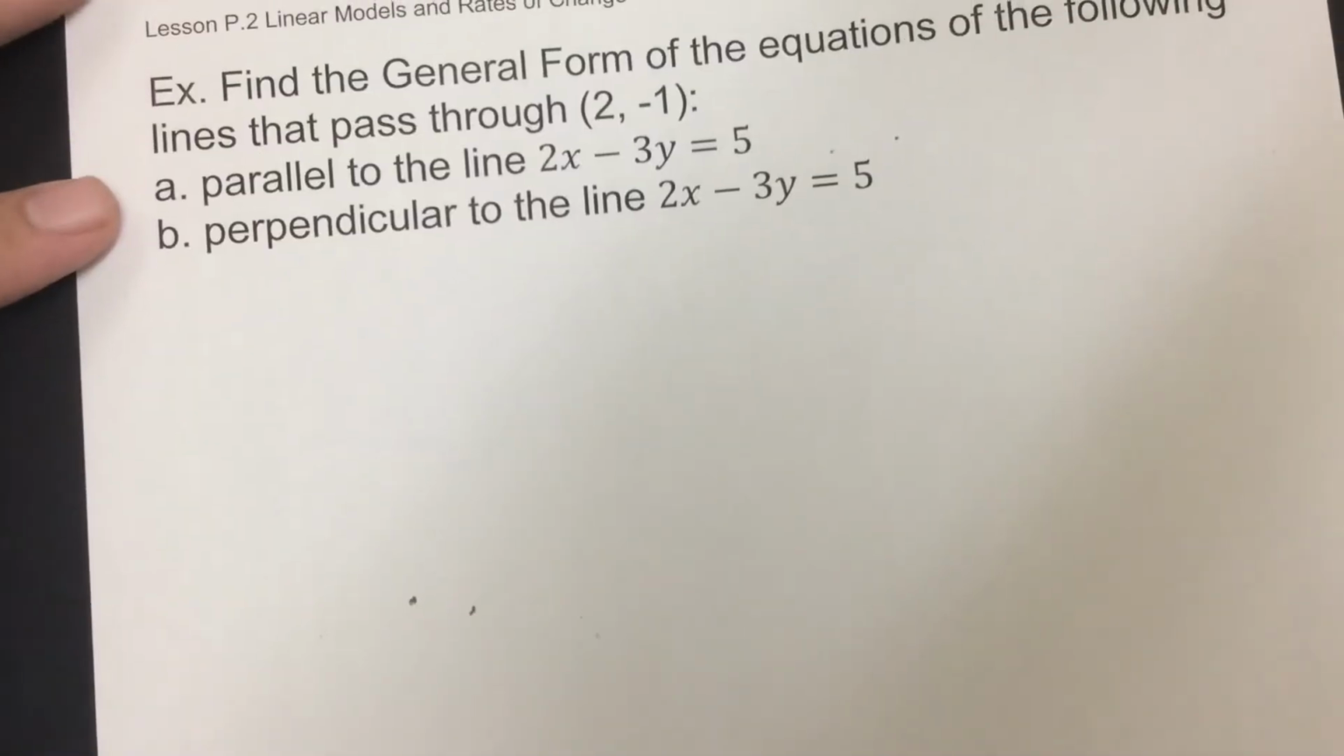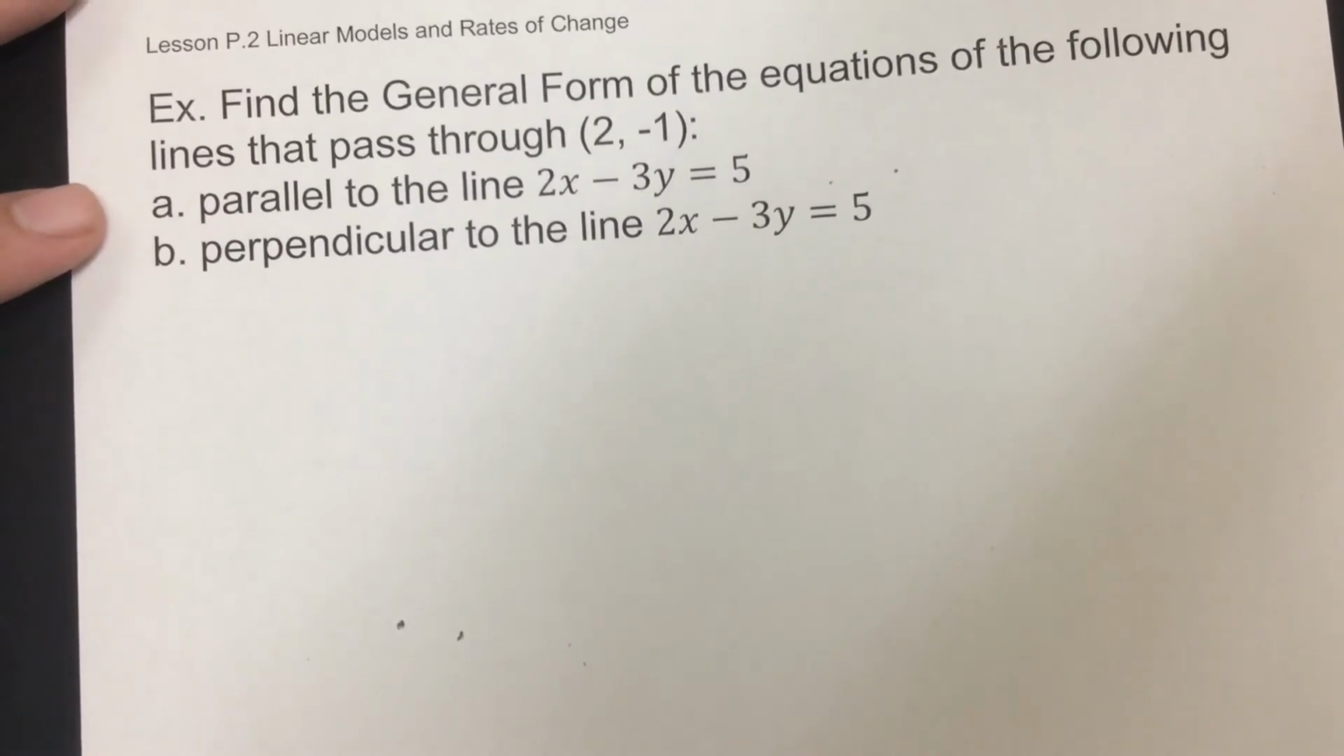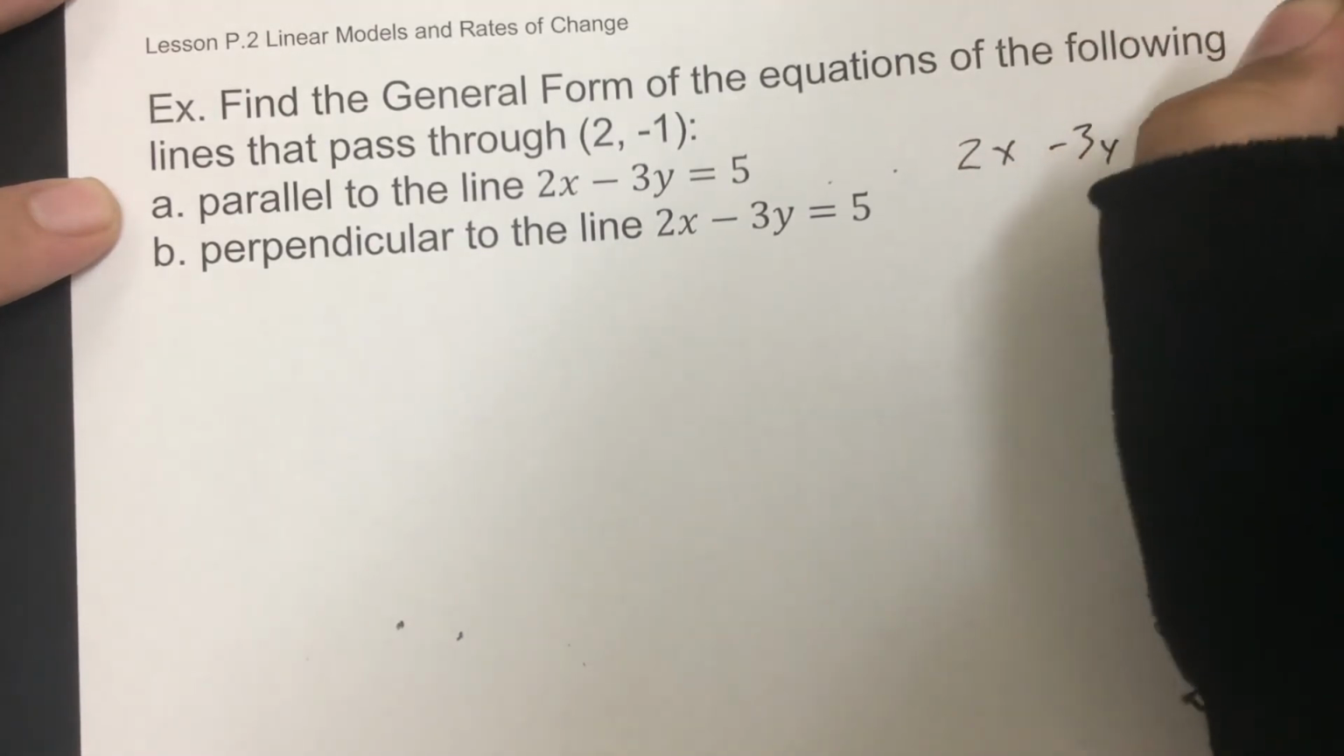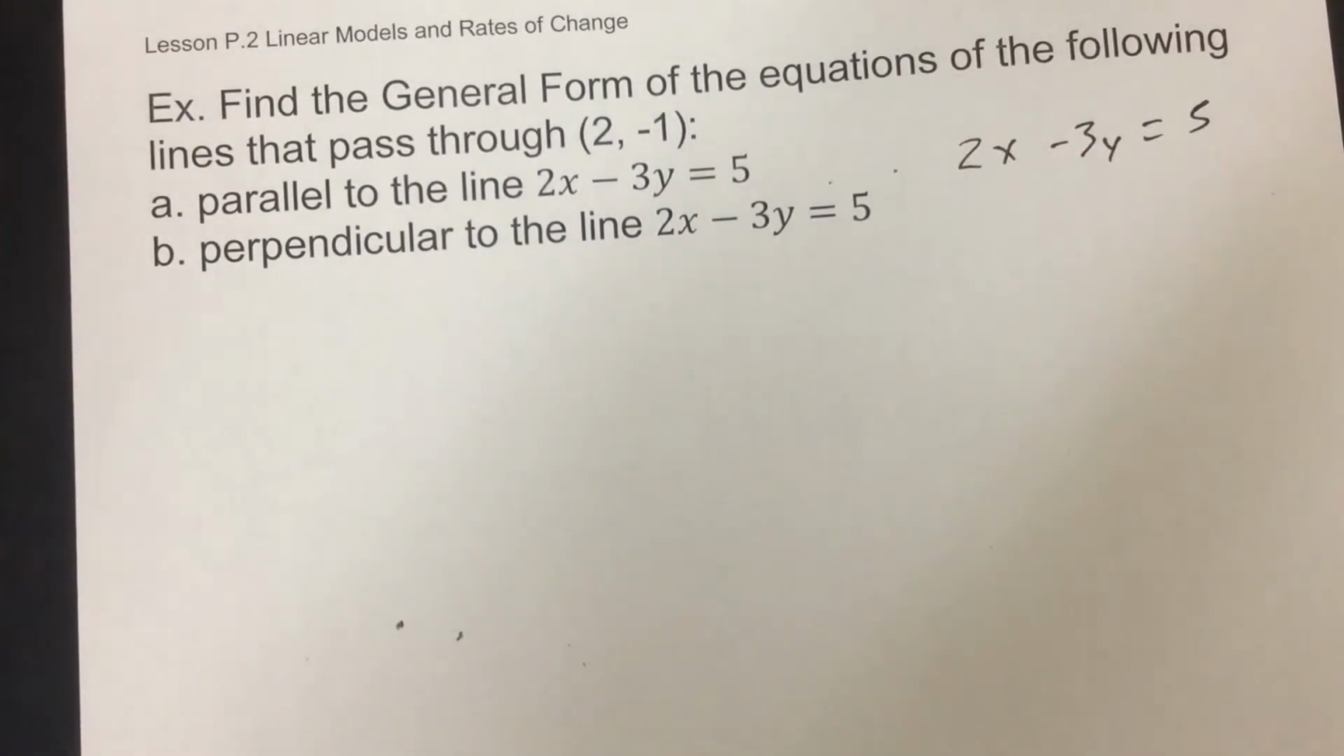So we have these general forms of the equation of a line. We also know that these lines are going to pass through the point (2, -1). So knowing that, we first need to find the line that's parallel. So if we take this one here, 2x minus 3y equals 5, we need to find its slope. So we're going to solve for y in this case.